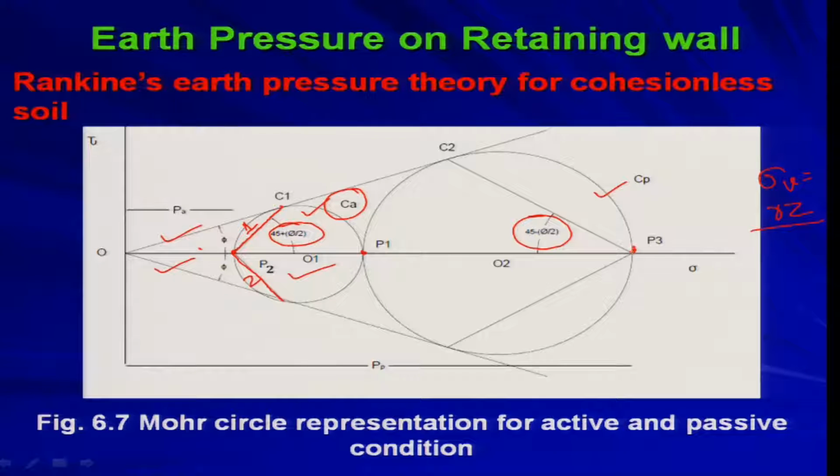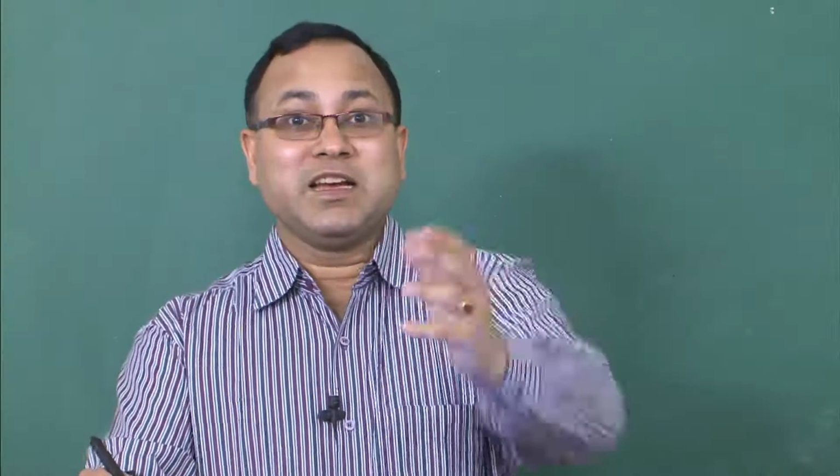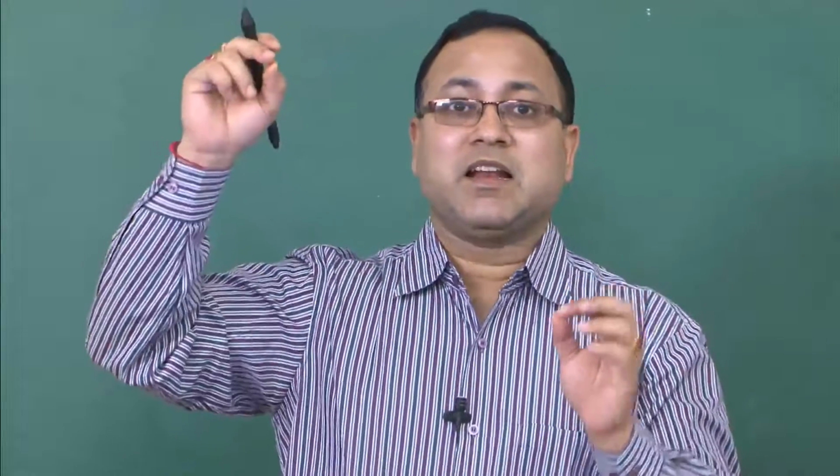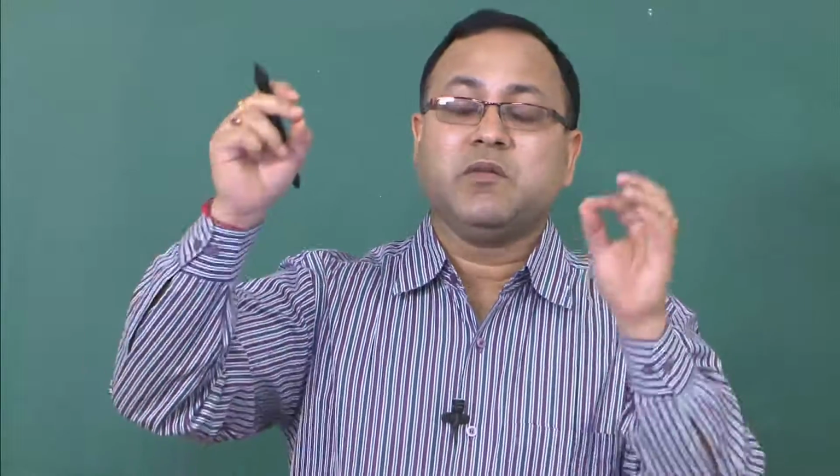Similarly, this point P3 will be the pole in the case of the passive state. If you join P3 and C2, you will get the failure line. This is your first shear line, and this is your second shear line, which will be making an angle of 45 minus phi by 2 with the horizontal. That is why the failure line, or the failure envelope, is inclined at an angle of 45 minus phi by 2 in the case of the passive state. I hope that you have understood this.